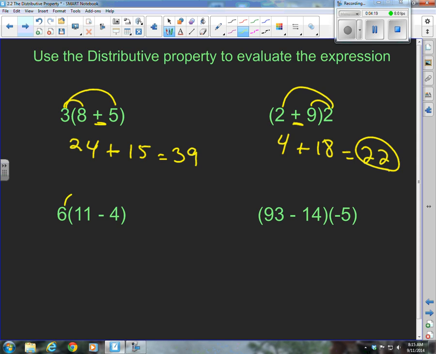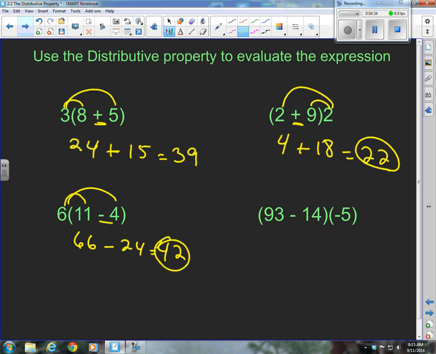Look at the next one. 6 times 11, 66. Bring down the minus sign. 6 times 4 is 24. Now simply subtract 24 from 66. I should get 42 for an answer.